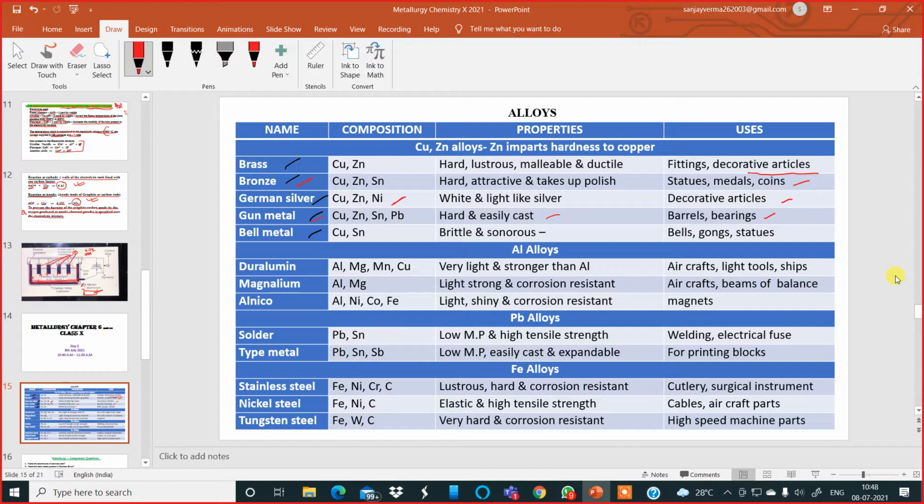Then come to bell metal, the next alloy of copper. Its composition is copper and tin. Because of tin, it is sonorous: if you bang it, it makes a ringing sound. Property of bell metal: it is brittle and sonorous. It is used to make bells, electric gongs and statues also. So these were the 5 alloys of copper.